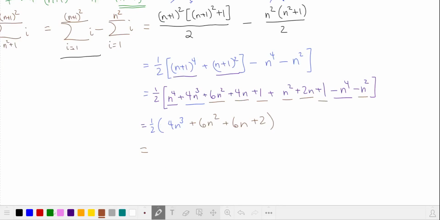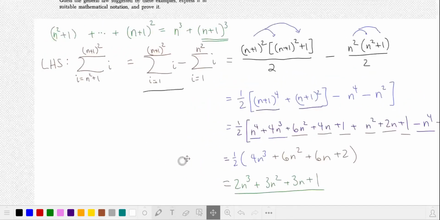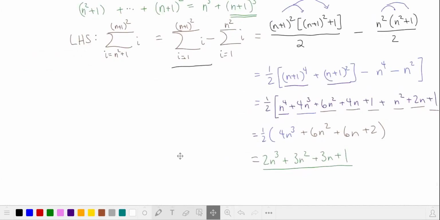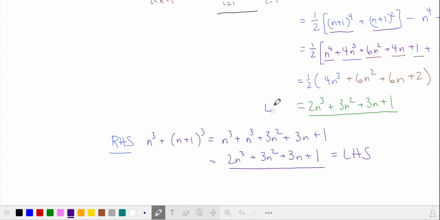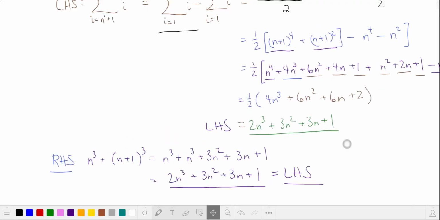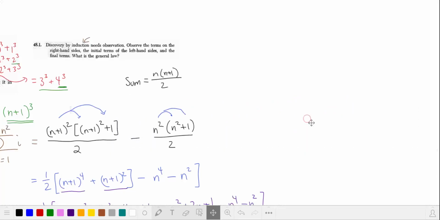And let's go ahead and multiply by a half. So this is our expression for the left-hand side. Let's hope that this equals the expansion that we have on the right-hand side. Our right-hand side expansion was the sum of consecutive cubes. We'll expand this again using Pascal's coefficients. And we see that the expression is the same as what we had on the left-hand side. So I consider this proven, even though I didn't use induction.